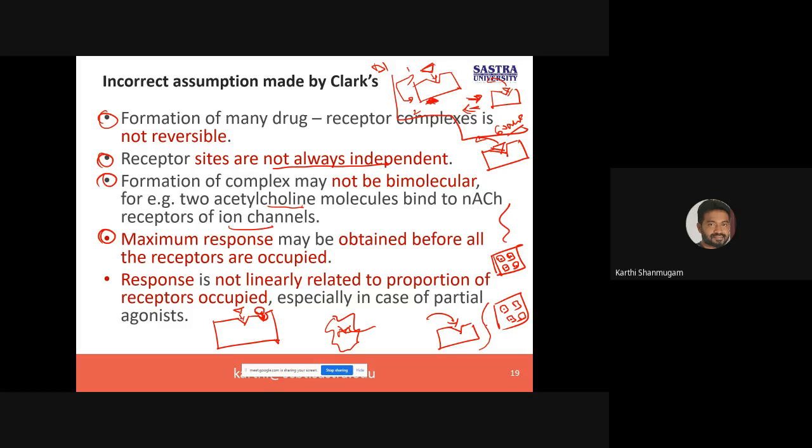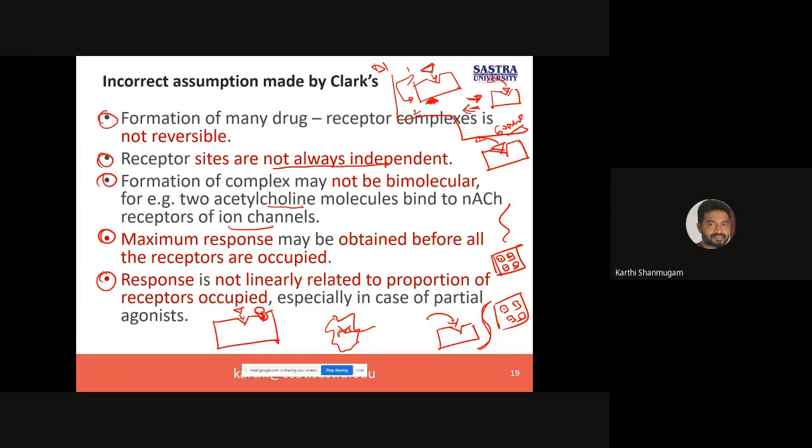I'll give an example for this later, so I don't want to confuse you. The point is that it is not necessary for all the receptors to be occupied by the drug molecule to get the maximum response. There are many cases in which even a fraction of drug molecules binding to the receptors may produce the maximum biological response. Is it understandable? Yes, sir. I'll give an example later, so no need to worry about that point.